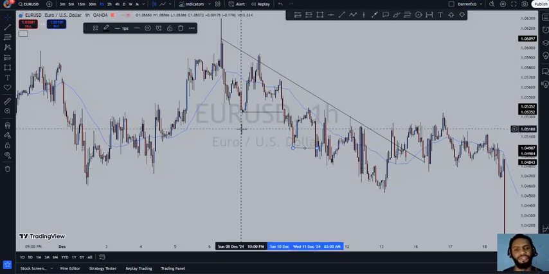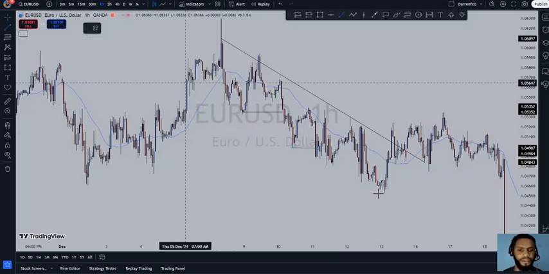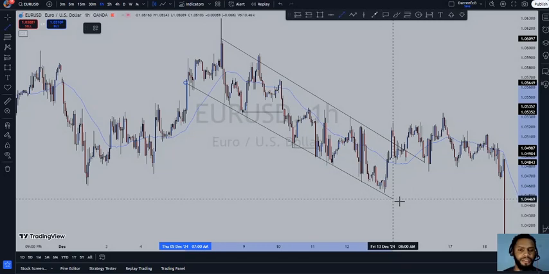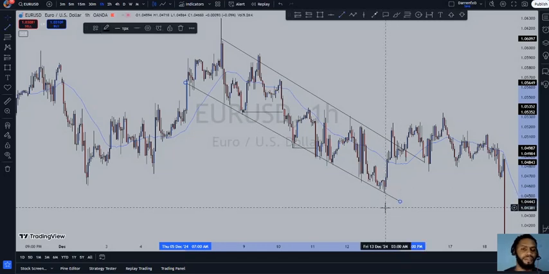So how would you get entries from this, right? As I said, the trend lines are very important, right? As I can see, the market is steadily trending down to the downside. So how would you get entries from this, right?